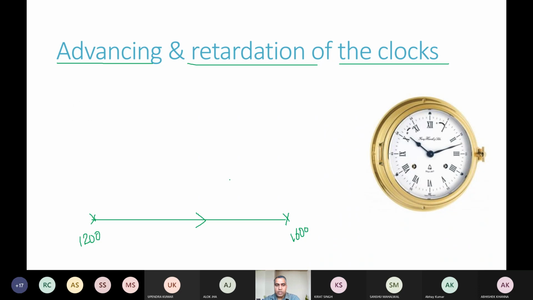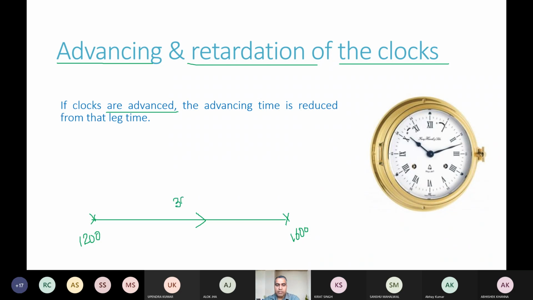Now during this interval, the clocks are advanced by half an hour. We have advanced the clocks by half an hour or 30 minutes. Okay. Now, can you tell me, beta, what will be the total time from position A to position B? 3 hours 30 minutes. Okay, one option is 3 hours 30 minutes. Anybody has a different answer?